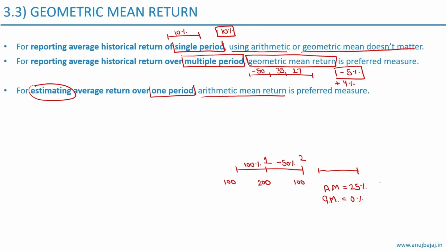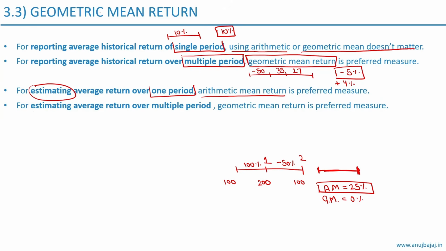So as you can see, it is much more appropriate to use arithmetic mean return to forecast the return for a single period. And when we want to estimate the average return over multiple periods, then geometric mean return is the preferred measure because geometric mean return considers the compounding effect which occurs over multiple periods.